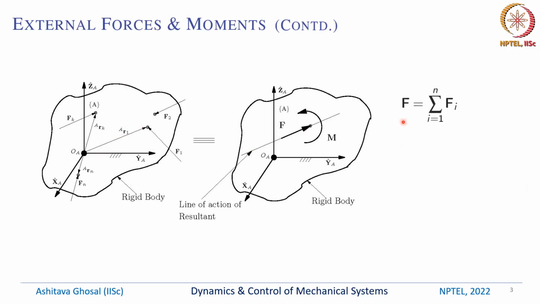So how do I find F? It is nothing but the vector sum of all these individual forces, F1, F2, all the way till Fn. And what is the equivalent moment? It is the sum over all these n forces of ARI cross Fi.